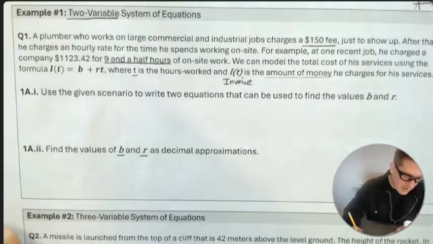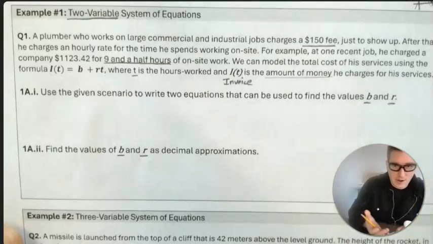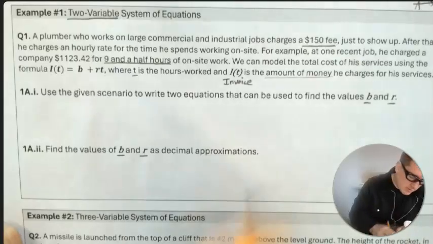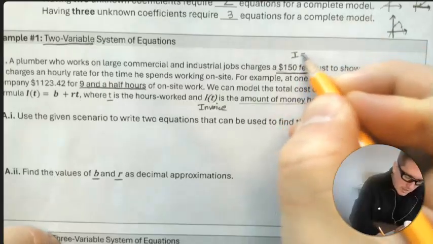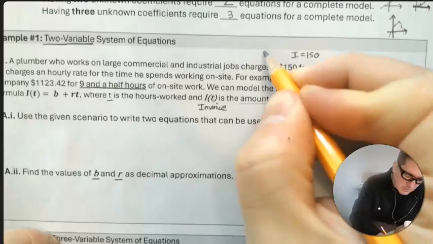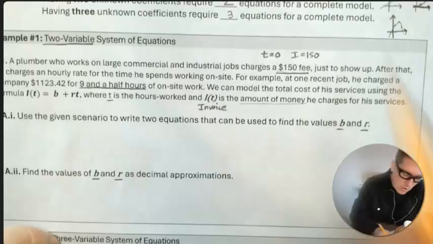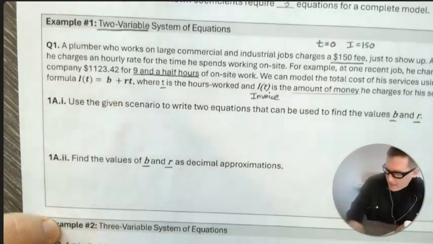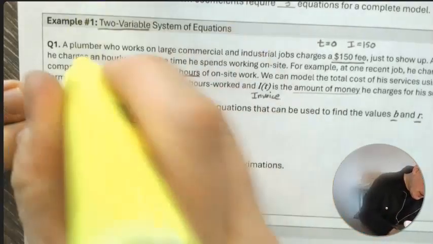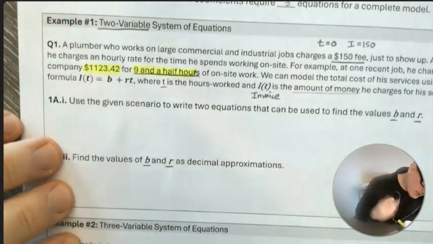So use the given scenario to write 2 equations that can be used to find the values of b and r. So there's 2 variables here. There's time and money. So let's go to each one. So here, my money is $150. And that's when my time is 0. So I already found 1 point on my graph. And then over here, I'll highlight it so I make it stick out, I have this amount of money for that amount of time, right? So let me write a side note down here.